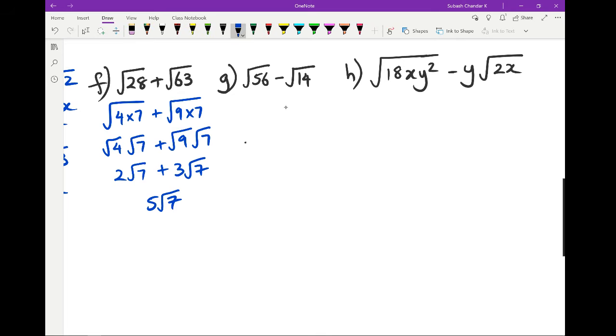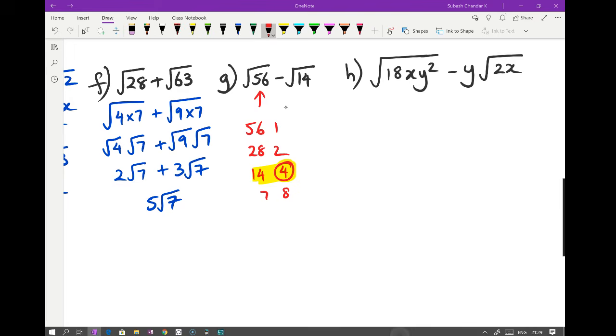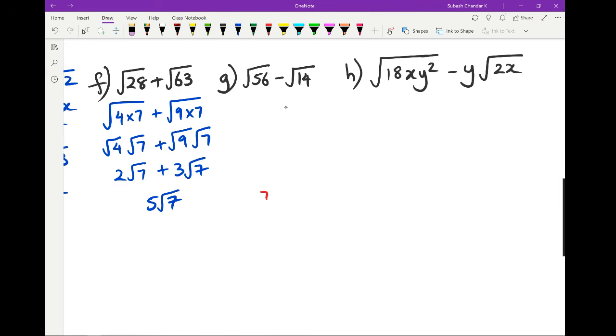As for G, looking at the number 56, you can kind of get stuck in it because the only things that go with 56 are 56 times 1, 28 times 2, 14 times 4, then 7 times 8. So the only combination where you've got a perfect square is 14 and 4, because that 4 is the number that you can actually take the square root of. So that means that's what you've got to go with.